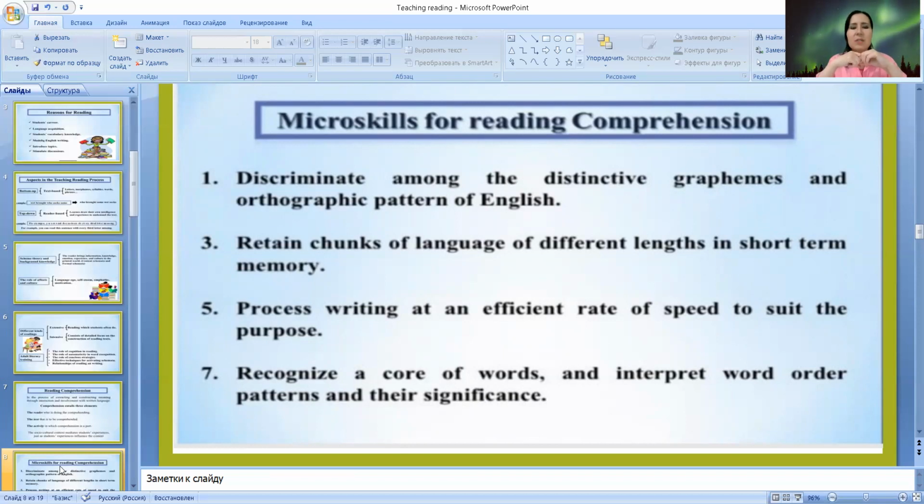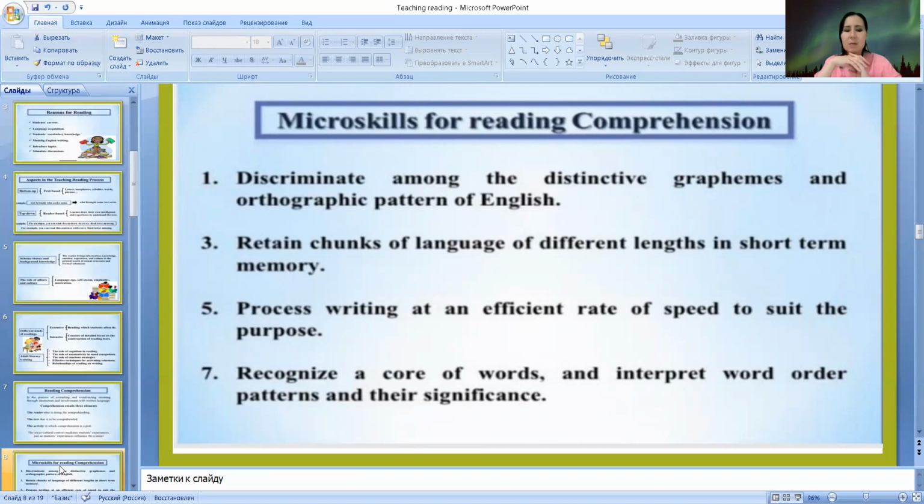Next, retain chunks of language of different lengths in short-term memory. We can memorize one text or one sentence, or something we want to remain in our mind. Next, process writing at an efficient rate of speed to suit the purpose.